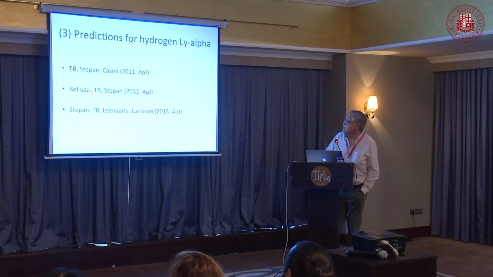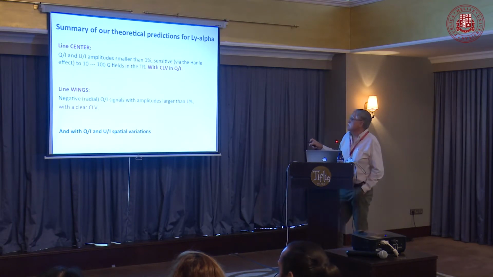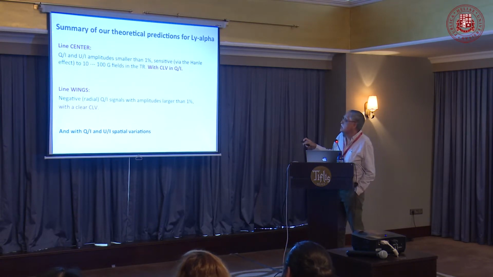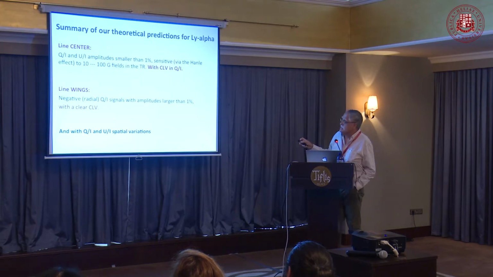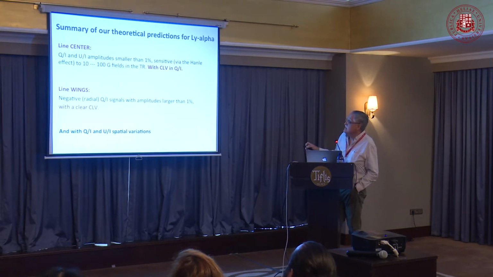Well, predictions for Lyman alpha, basically at the spatial resolution that it is possible to reach with today's technology, around a few arcseconds, 2-3 arcseconds. The predictions concerning the polarization due to scattering processes and the Hanle effect in Lyman alpha are here summarized. At the line center of Lyman alpha, the linear polarization amplitudes should be smaller than 1%, and they should be sensitive by the Hanle effect to these magnetic fields. And there should be, this was our prediction, a significant center to limb variation when moving from the center to the limb in Q over I.